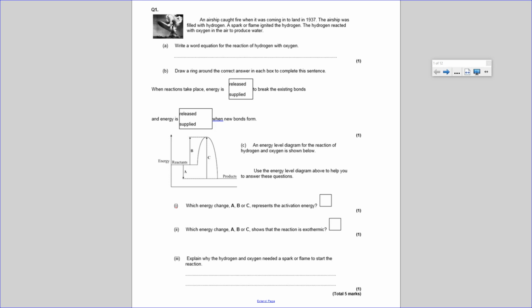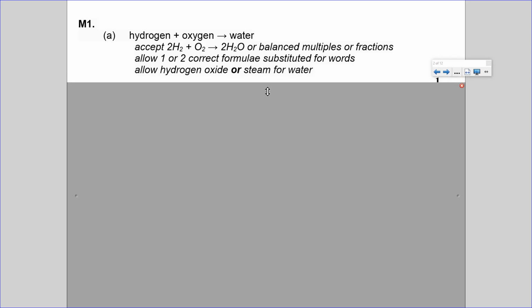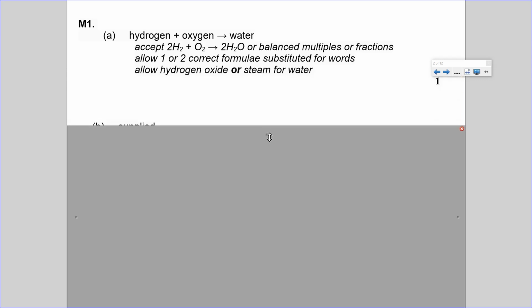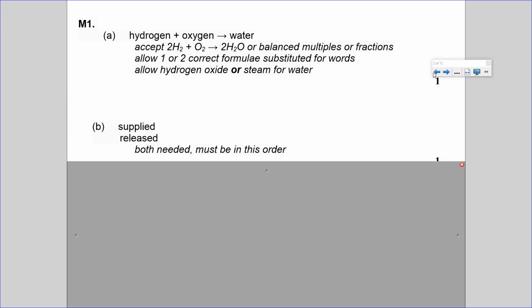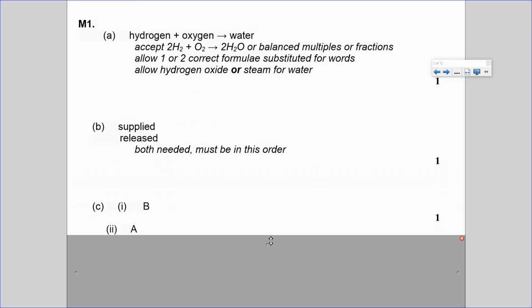Okay, so hopefully you have managed to do those. Hopefully you got that the answer to question 1 was, well, we had hydrogen and oxygen creating water. That was our word equation. We then had that when a reaction takes place, energy is supplied to break the existing bonds and energy is released when new bonds are formed.